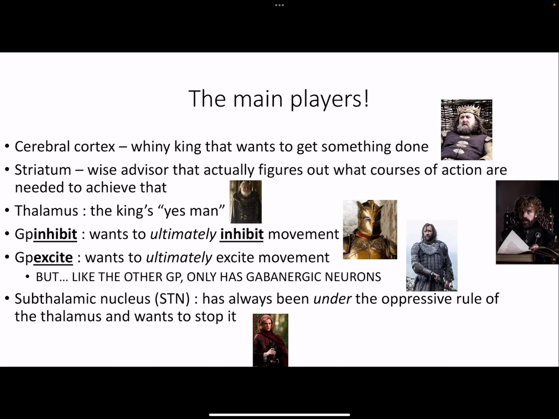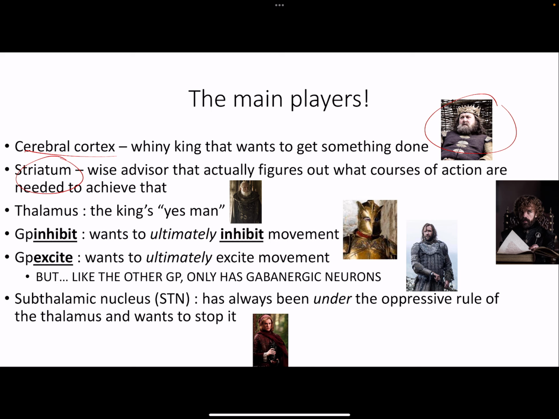All right, so it's really complicated, so my analogy involves Game of Thrones. If you haven't seen Game of Thrones, that's fine, because some of this is going to be spitting in the face of the mythology, the lore. But the cerebral cortex is the king. They want something done, like, I want to move my hand. How should I do it? So the striatum is the advisor they go to and say, hey, I want to move my hand. How should we get this done?